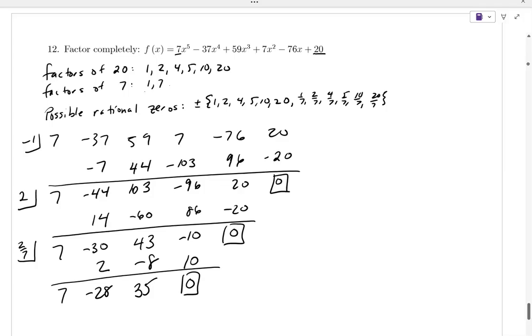All right, so again, we started with a 5th degree. We've done 1, 2, 3 divisions, so now we're down to a quadratic. These are the coefficients for a quadratic.